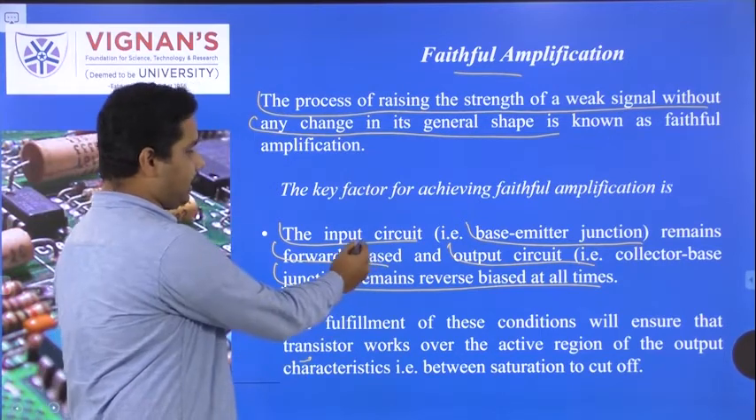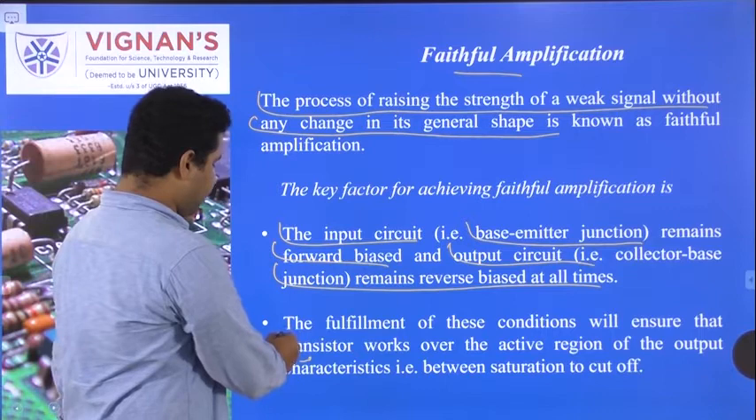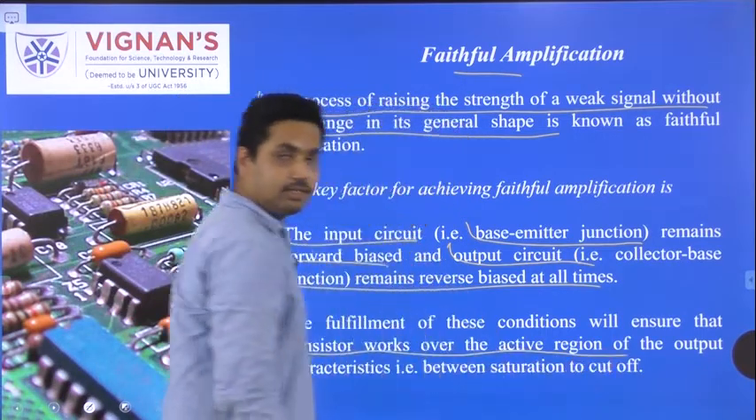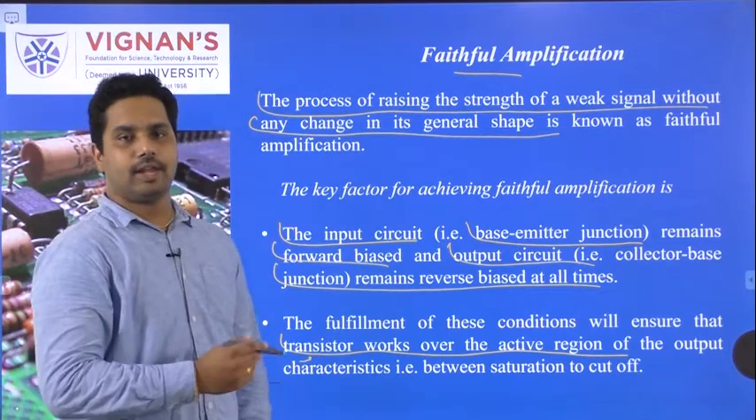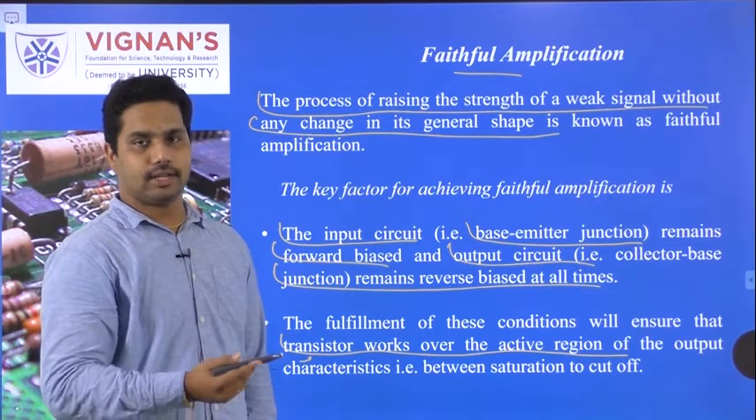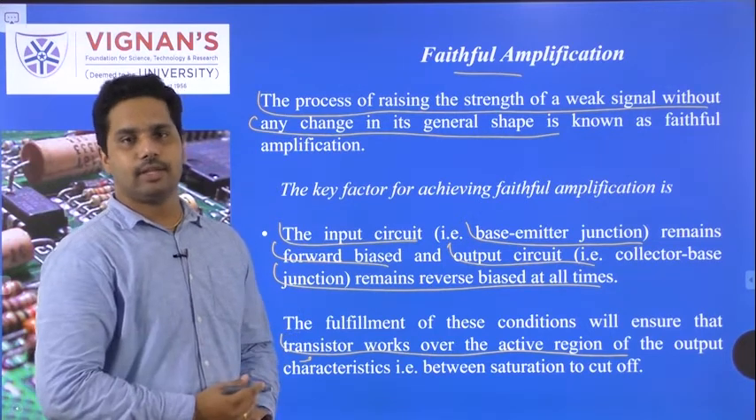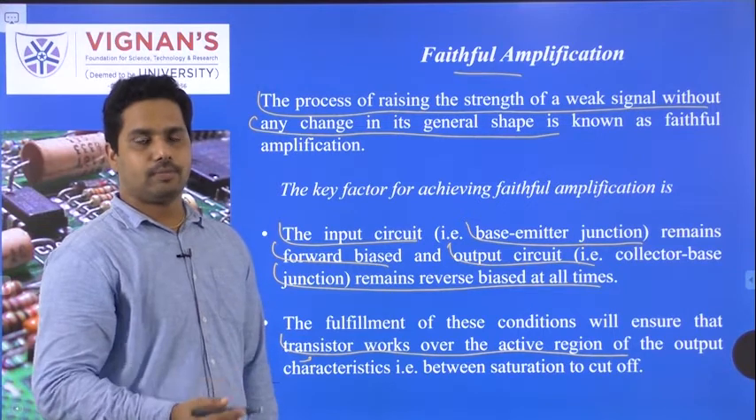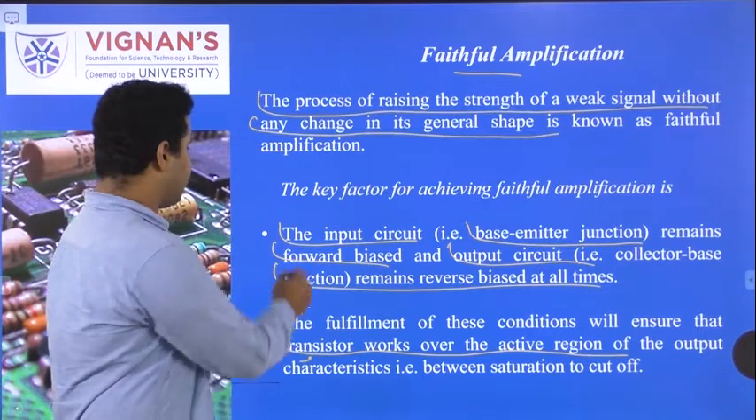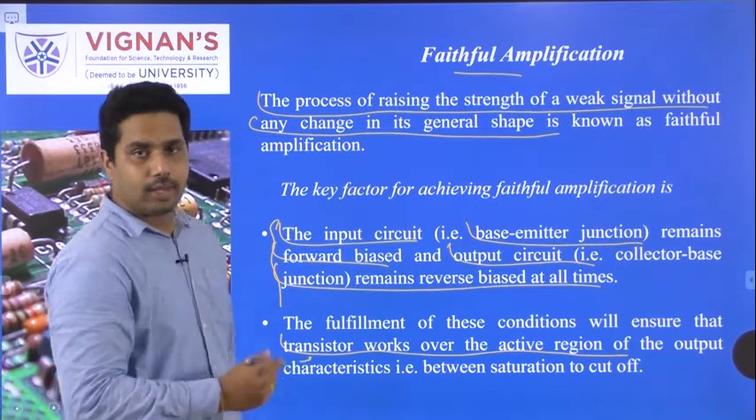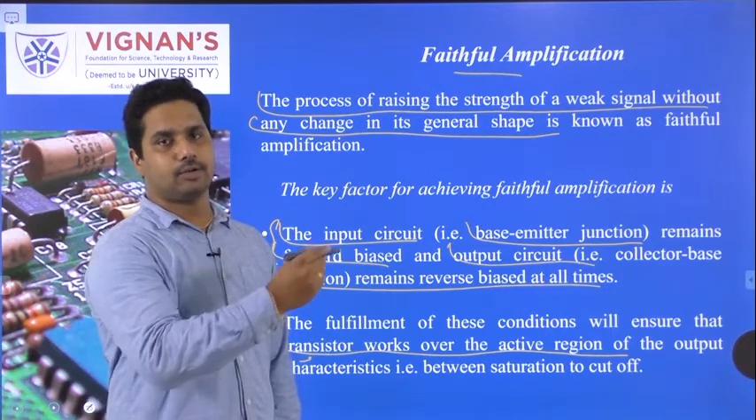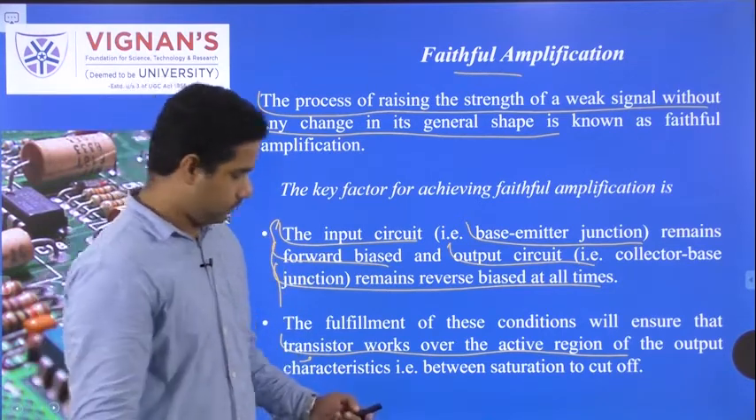In order to obtain this factor, we have to ensure that the transistor works over the active region. You know that in the output characteristics we have the saturation region, active region and cutoff region. To work as an amplifier, we have to make sure that the transistor is working in the active region. That can be assured by following this factor, by making the input side circuit, that means the emitter to base junction, forward biased and the collector to base junction reverse biased.